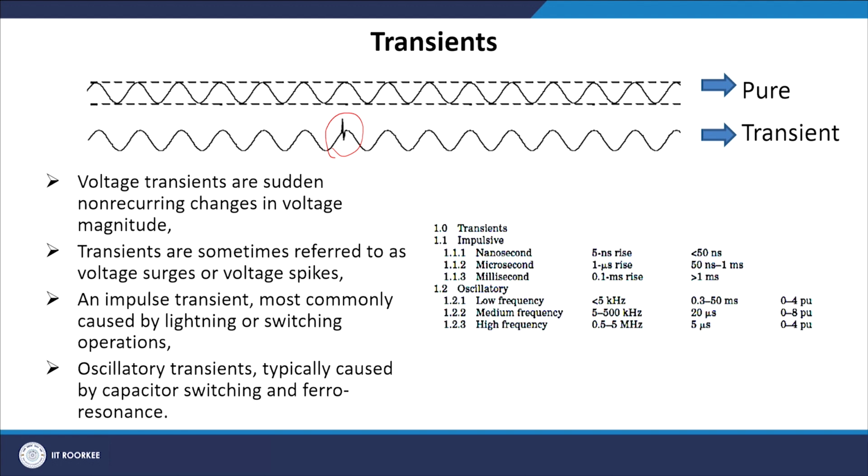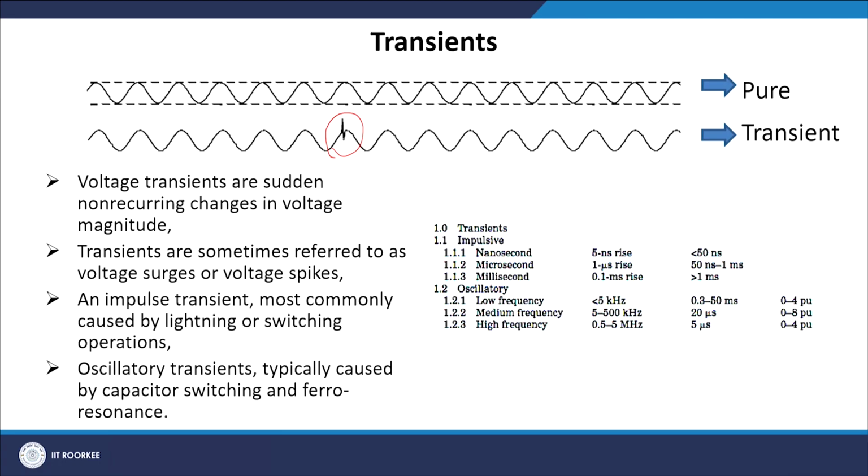An impulse transient is most commonly caused by lightning or switching operations. Oscillatory transient is typically caused by capacitor switching and ferroresonance. If you get into the transients, for example, there are impulsive transients which are of 5 nanosecond rise, some of them are microsecond rise and some of them are millisecond rise.